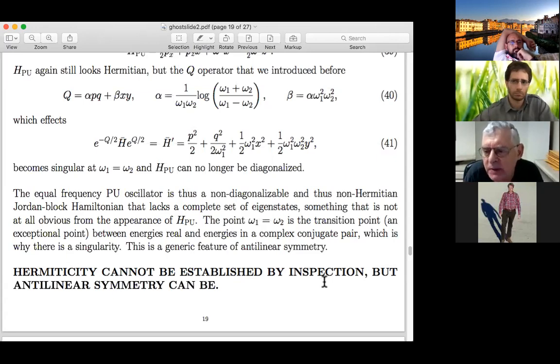That's the general procedure. And unfortunately, the way Hermiticity was developed, Hermiticity is sufficient to give real eigenvalues and sufficient to give probability conservation, but is not necessary. And the whole PT program has filled in the necessary piece.